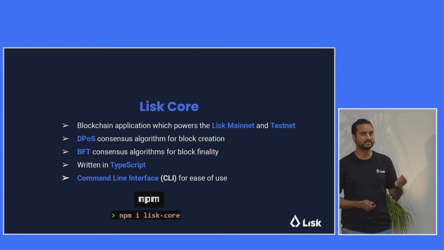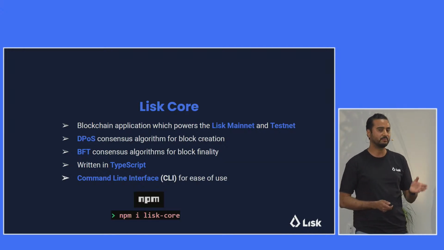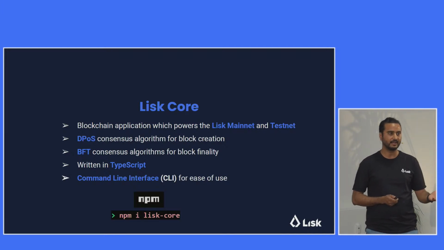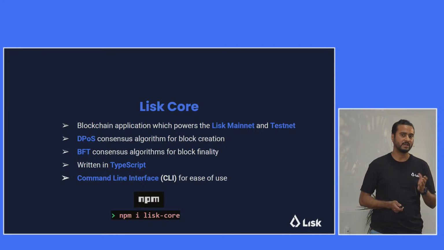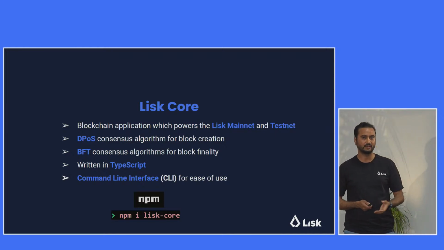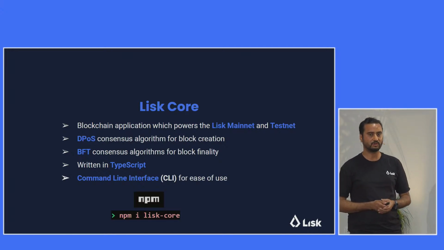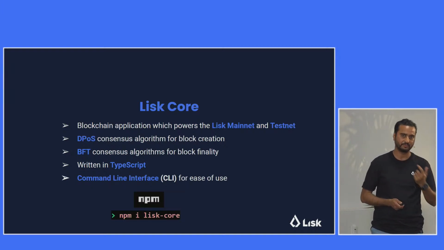Lisk Core uses DPoS, which is delegated proof of stake, which is slightly different from proof of stake in the sense that it's more democratic, and here you can vote for the delegates, and then in the end, delegates are chosen based on the votes and the stakes they have to create any block. We have BFT, which is a Byzantine fault tolerance consensus algorithm for block finality, and also detecting and resolving forks in the network.